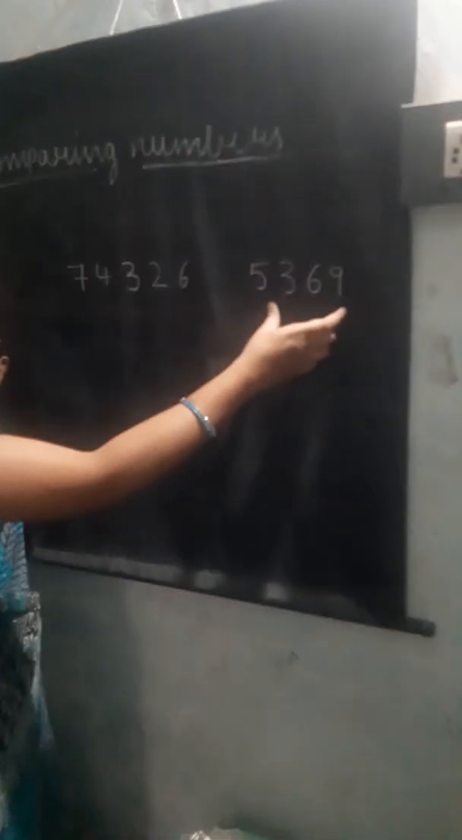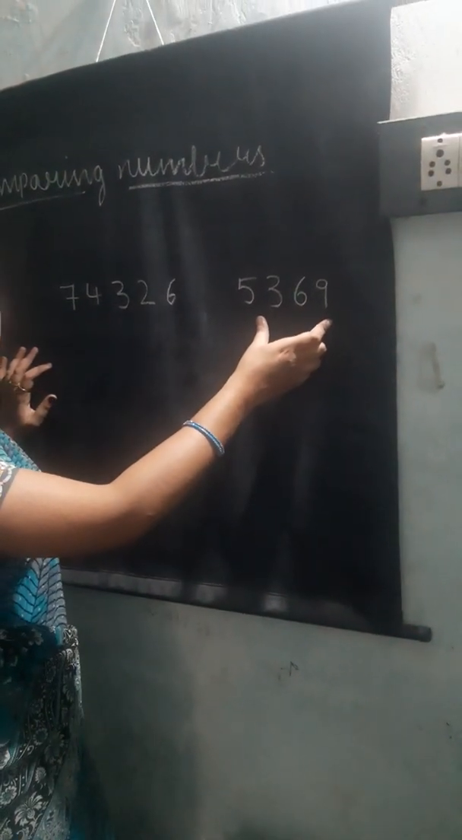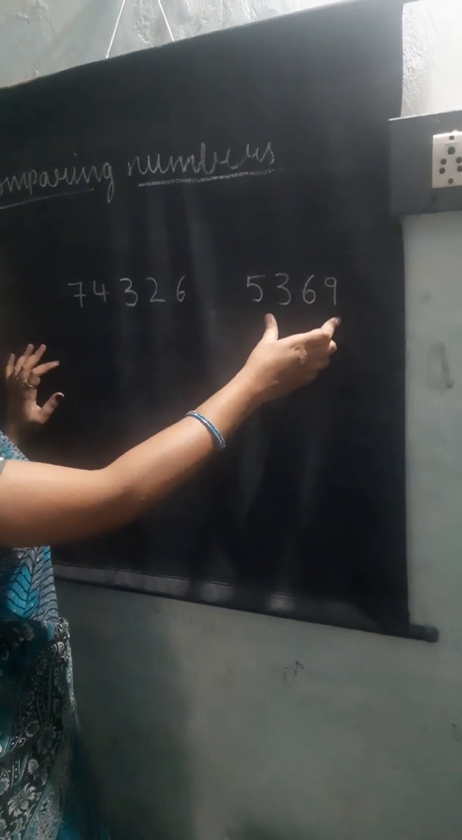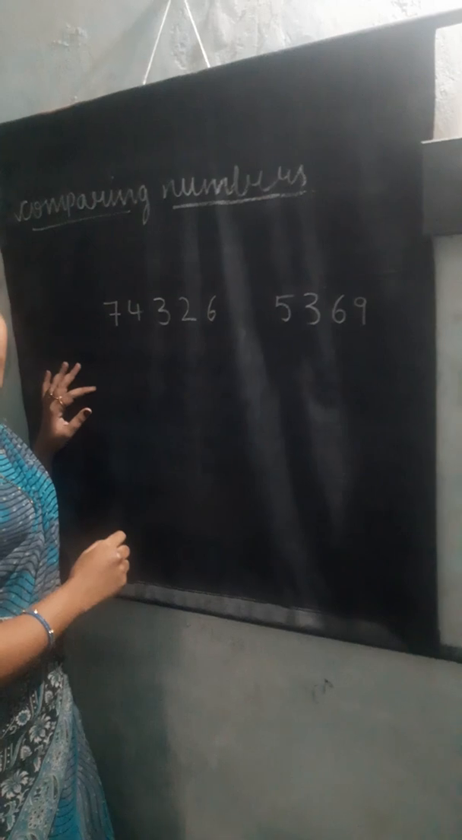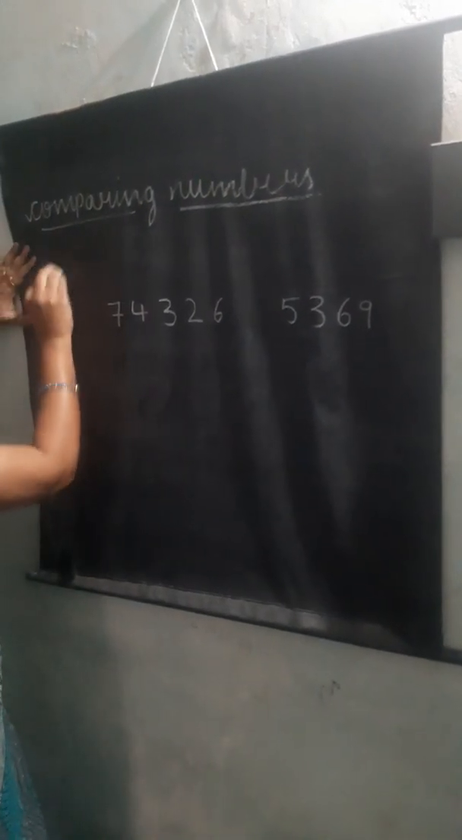The first number is 74,326, and the second number is 5,369. How are we going to compare these two numbers? I am explaining the first step. There are 3 steps. When they ask you to compare numbers, you have to follow the steps one by one, children, to find which number is greater, which is lesser, or whether both are equal.